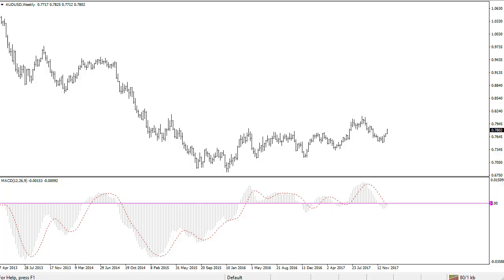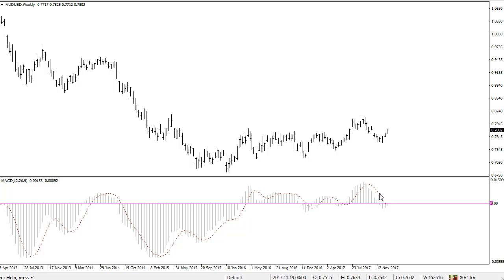In front of you I have the Australian dollar US dollar weekly chart. I have the MACD, the moving average convergence divergence indicator, which is an oscillator. And for the purposes of this discussion, I will keep it simple. An oscillator is essentially a momentum gauging indicator. And in the case of the MACD, I often use the histogram, the lines here as the indicator.